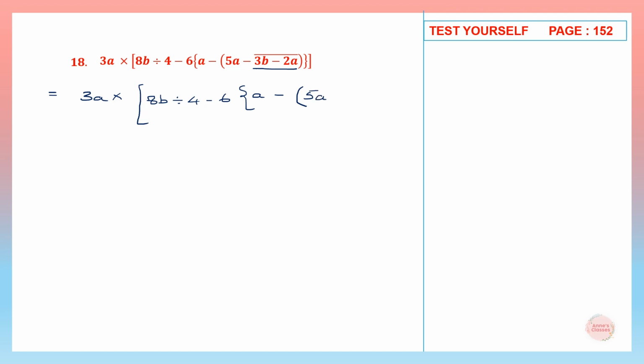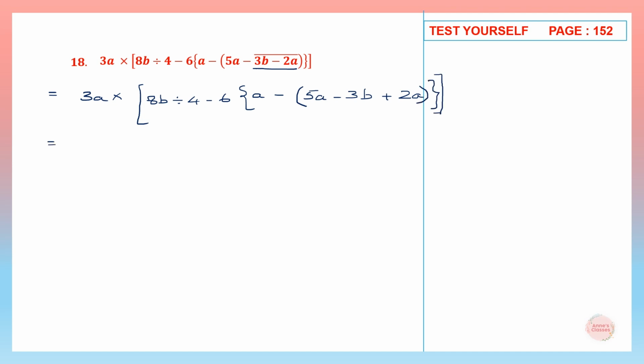Now we're going to open what's within brackets. We're going to multiply this minus sign with 3b minus a. So this becomes minus 3b. It remains as minus 3b. And that becomes plus 2a because we're multiplying it with the minus sign. So plus 2a, close these brackets.